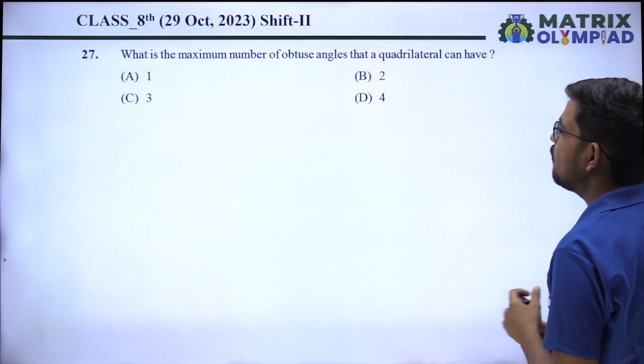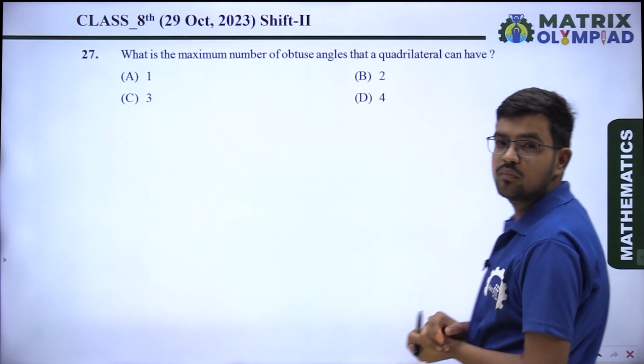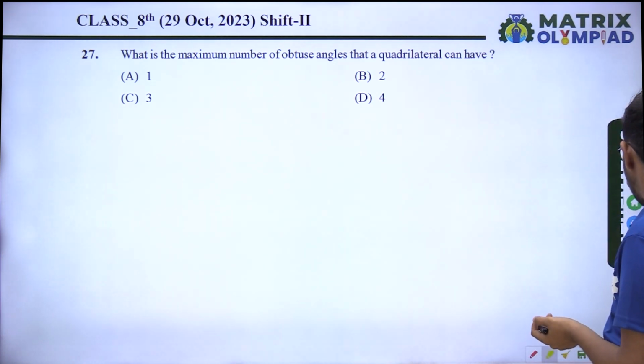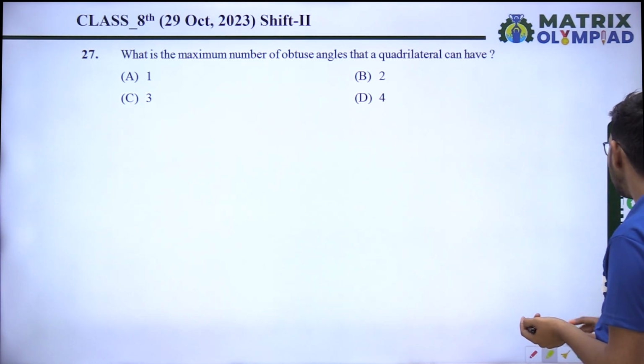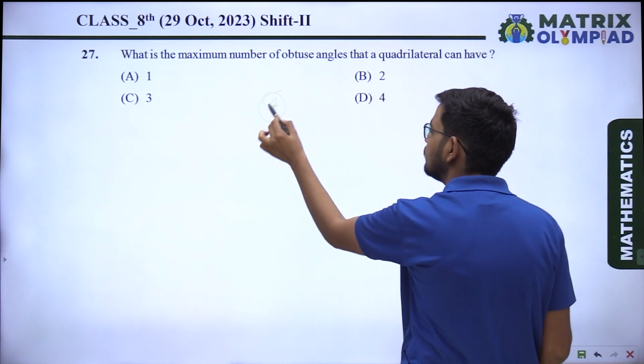Next question. What is the maximum number of obtuse angles that a quadrilateral can have? Maximum number of obtuse angles. So in a quadrilateral, how many angles are there in total? 4 angles are there.